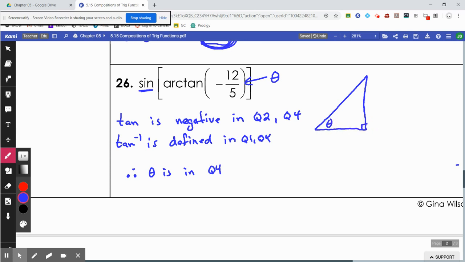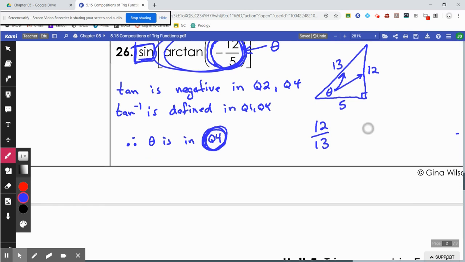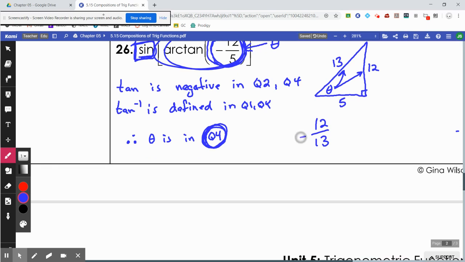Label your theta. And we know that the tangent of our angle is negative 12 fifths. That's opposite over adjacent. And honestly, you don't even have to worry about the negative. You can just label it as 12 and 5, and we're about to take care of the negative for it. This is a 5, 12, 13 triple. So therefore, now we are finding the sine of theta. The sine of theta is opposite over hypotenuse, which is 12 over 13. However, we are in quadrant 4. Since we're in quadrant 4, our sine value is, all students take calculus, our sine value would be negative, so our answer is negative 12/13.